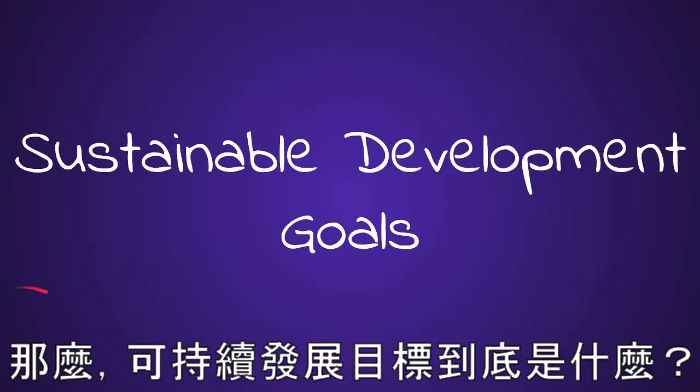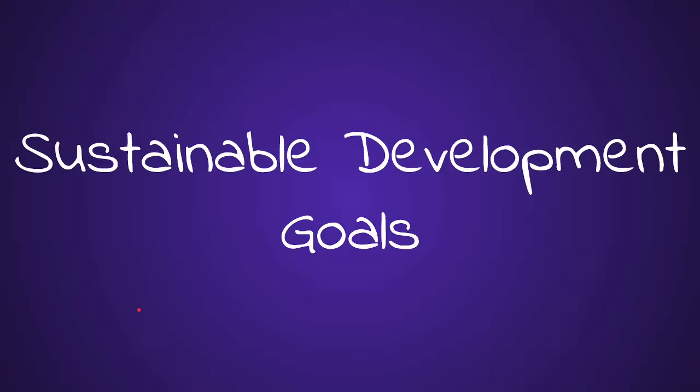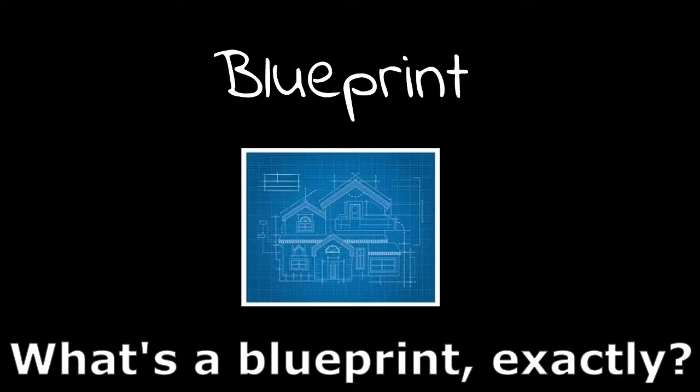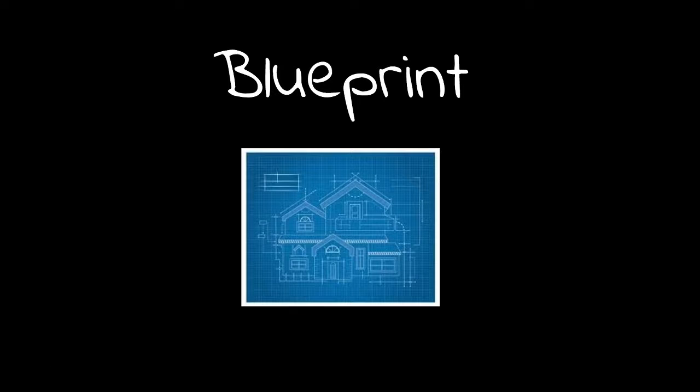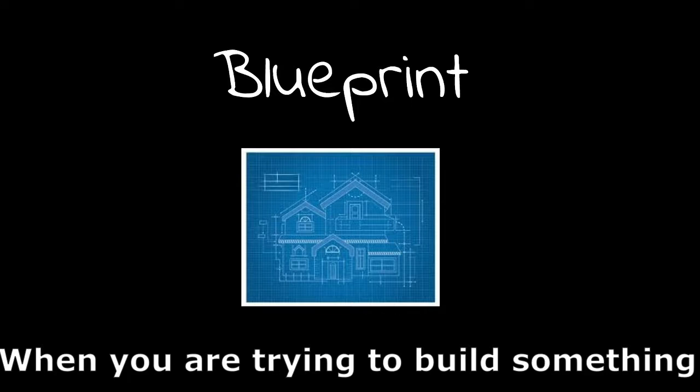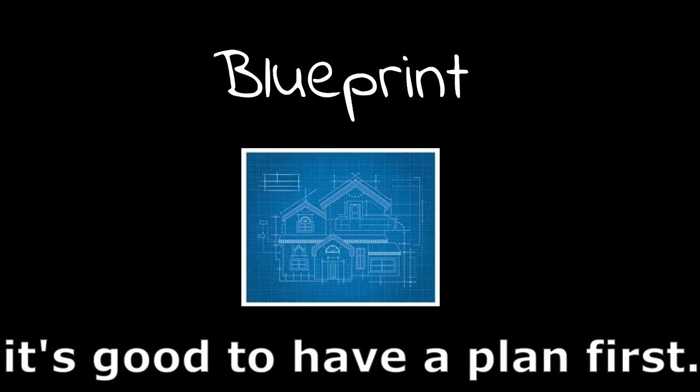So, what exactly are the Sustainable Development Goals? You can think of them as a blueprint. What's a blueprint exactly? This is a blueprint. When you are trying to build something, it's good to have a plan first.